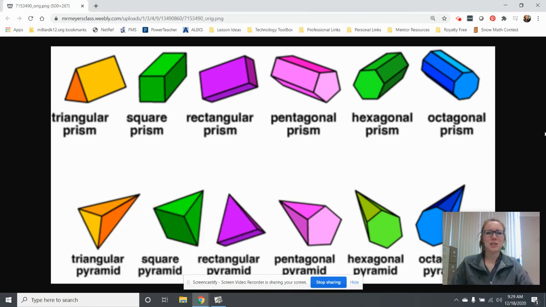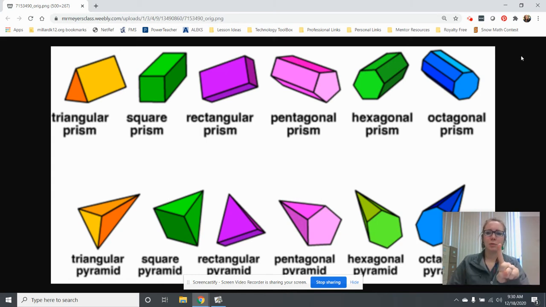Hi, today I'm going to talk about the names of some 3D shapes. So here you'll see on the screen that there's a bunch of different types of shapes, but they really kind of narrow down to two different types, prisms and pyramids.